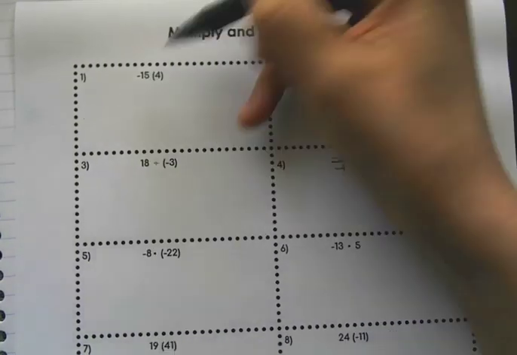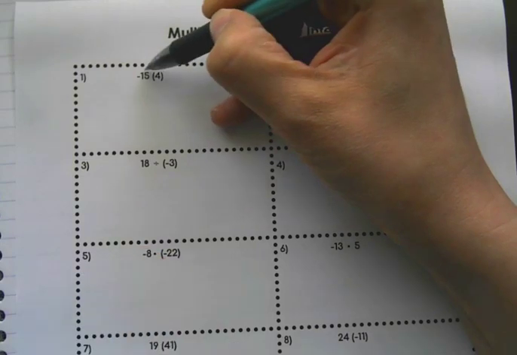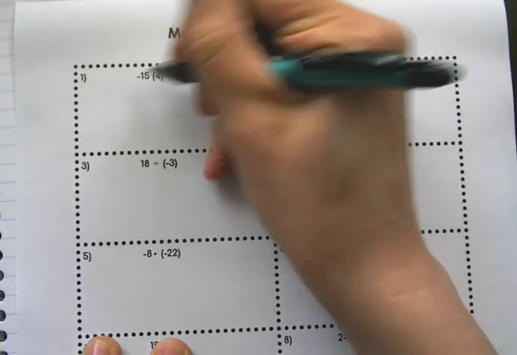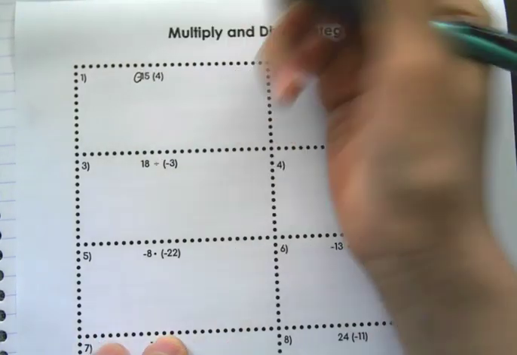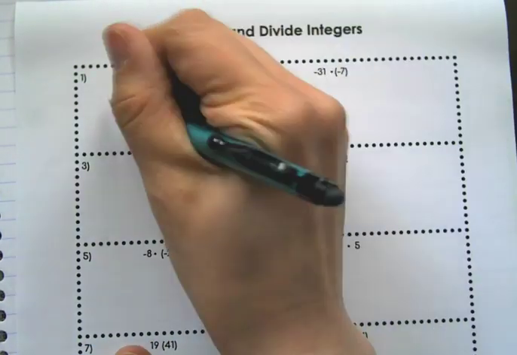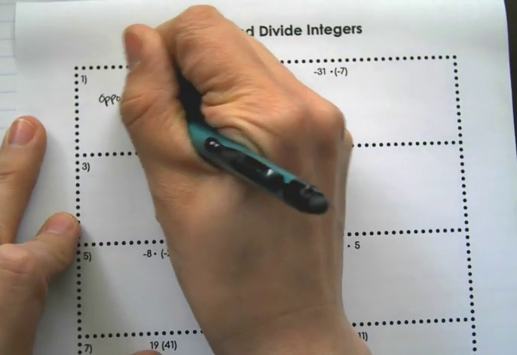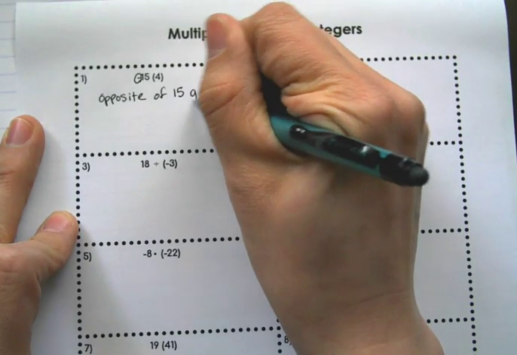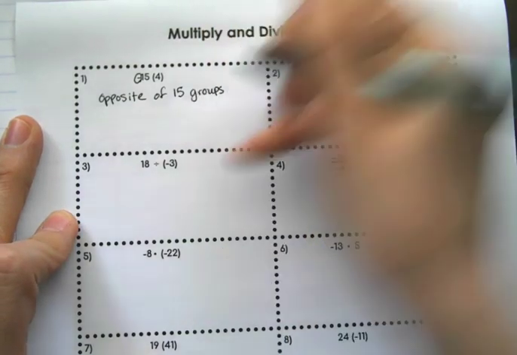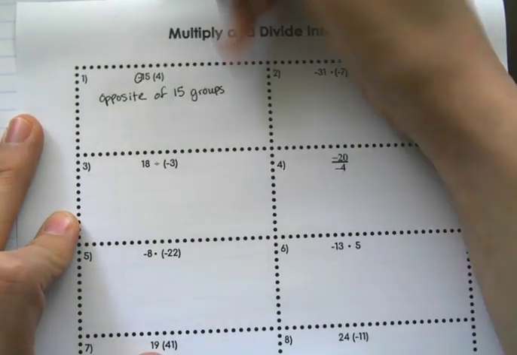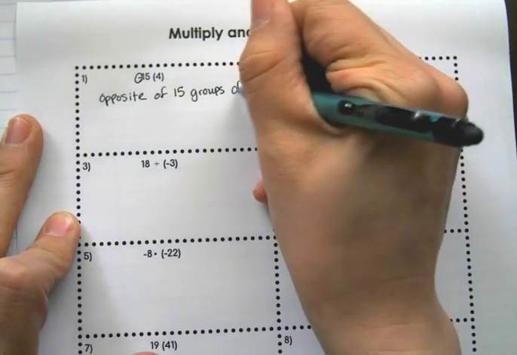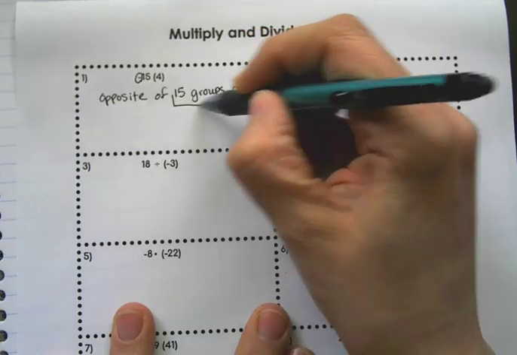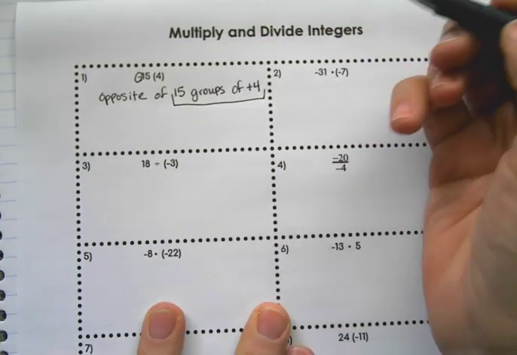Number 1 has negative 15 times 4. So I'm going to start by circling my negative, and I'm going to remind myself that this means the opposite of 15 groups. The opposite of 15 groups of positive 4. So the first thing I have to do is find 15 groups of positive 4.